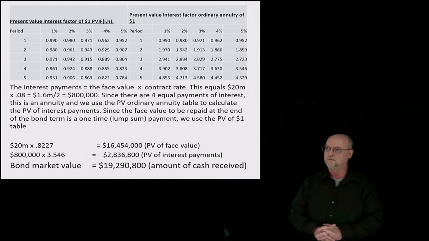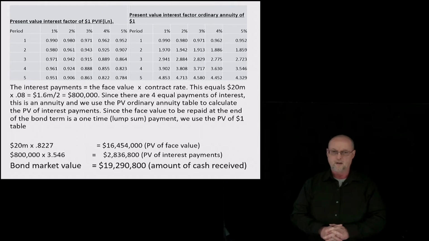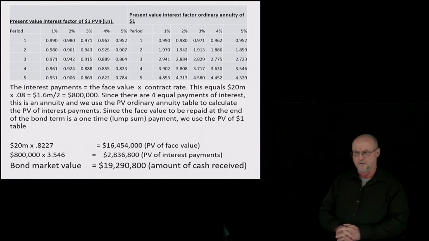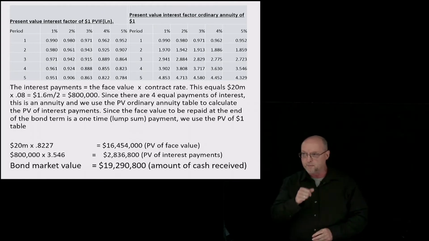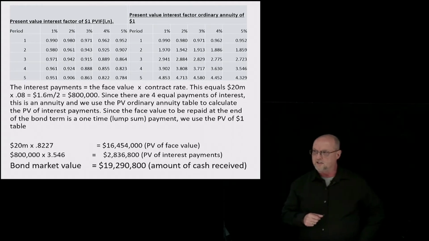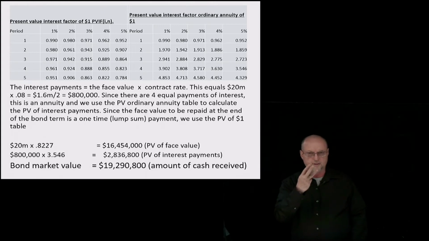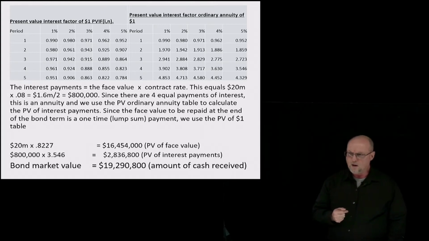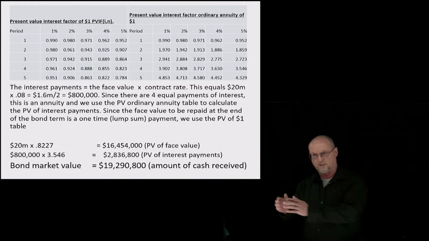We have the present value of one table, and we're going to use that to multiply times the $20 million face value. And we have the present value ordinary annuity table, which we're going to use to multiply the interest payments. Now this particular set of tables truncates the decimal after 3 decimal places. When I was doing the calculations, I used a different table, same exact data, but my decimals were 4 decimal points. This is only 3.